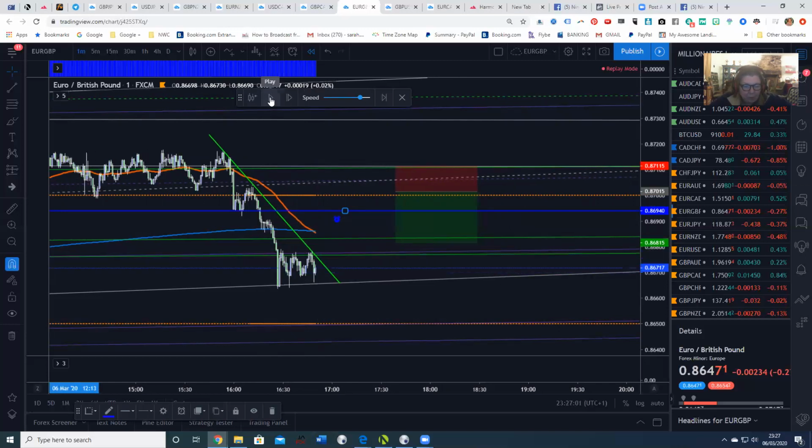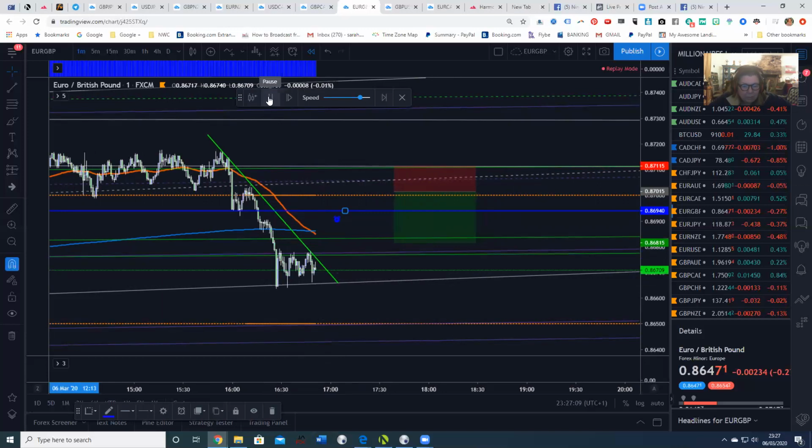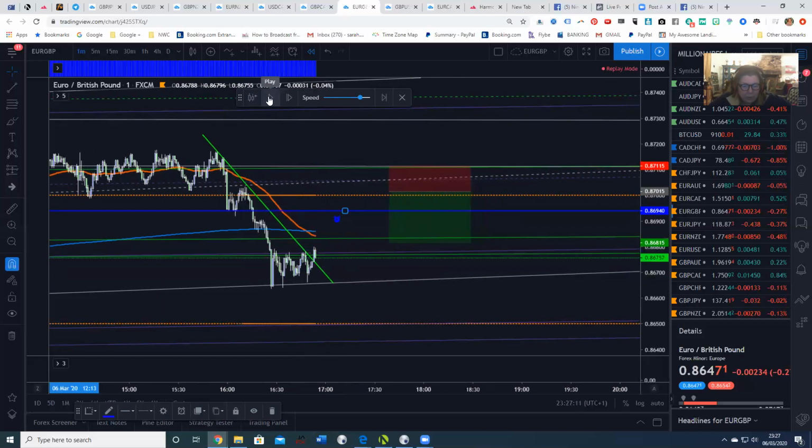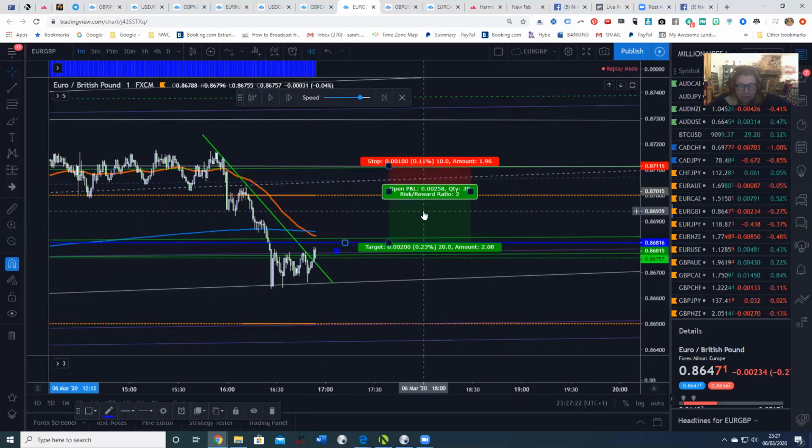So let's see what happens. It rejects there the third time. So I still could have taken about 30 pips there, but I still stay in. And now I've moved this down to the 20 pips at this point. So I know I've covered my trade goal.